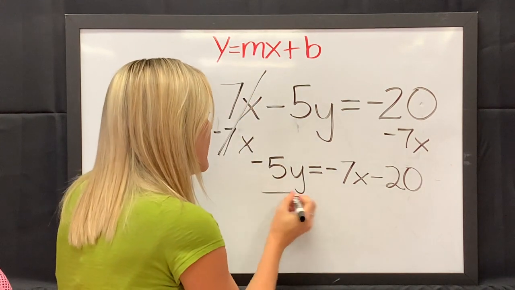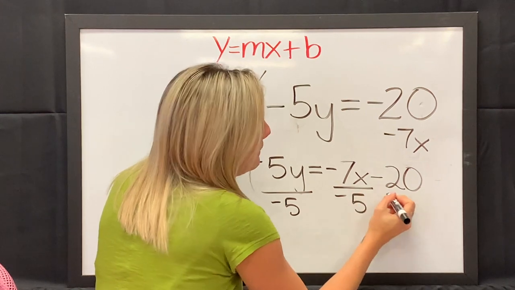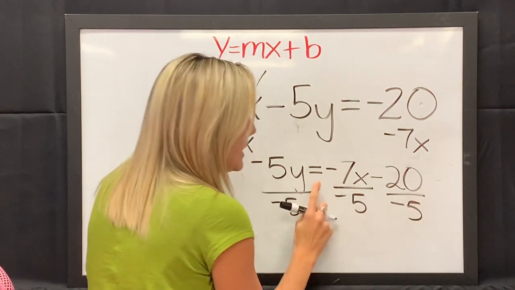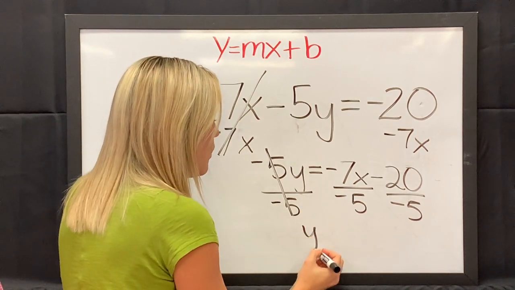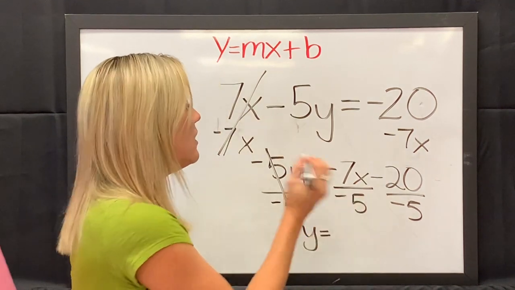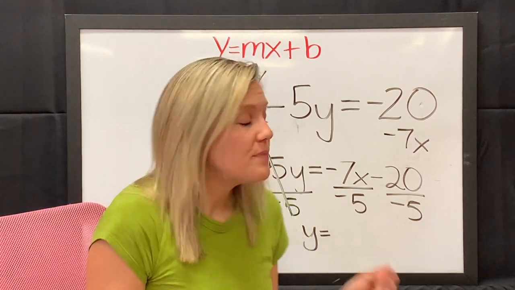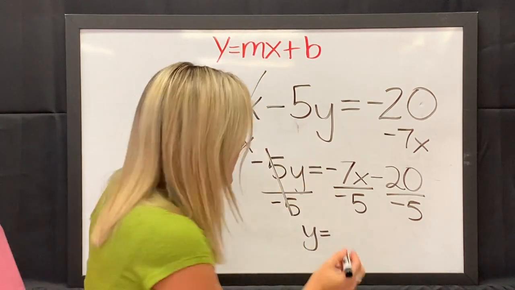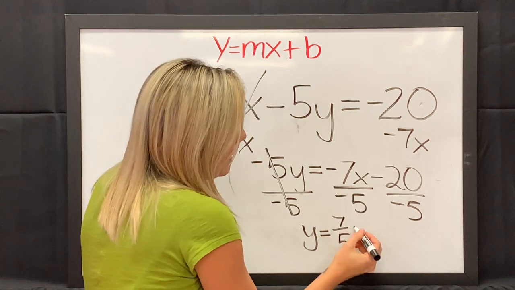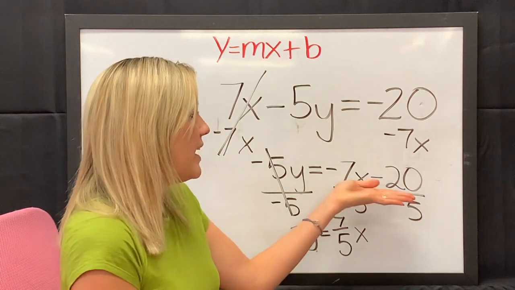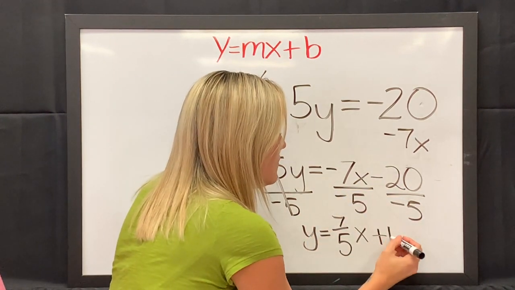So I'm going to divide by -5, and I'm going to divide everything here by -5 also because I need to keep them equal. These will cancel, and I will have y equals, well, negative divided by negative, remember, is a positive, and 7 divided by 5 is 7/5. And then we still have our x, okay? And then a negative 20 divided by a negative 5 is going to give us positive 4.